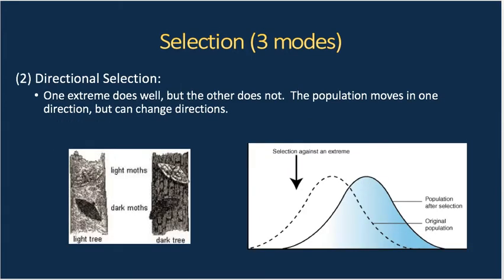Directional selection is when one extreme does well, but the other does not. The population will move in one direction. The example that we already talked about in class is the peppered moth example. We won't go back over that. You can go back through your notes and look at it.